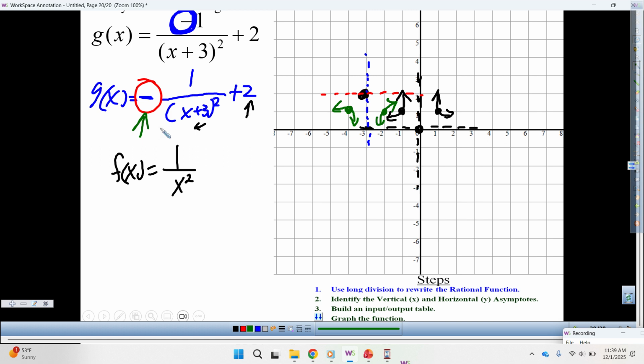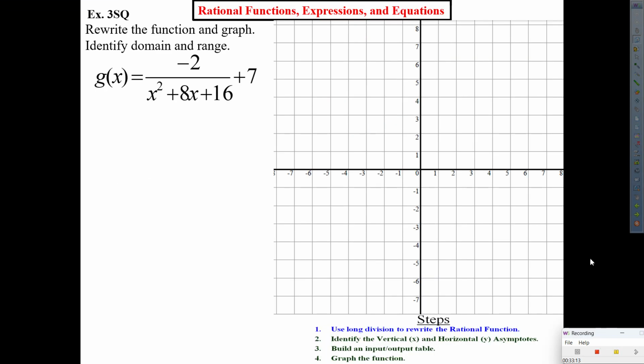From 1 to 5, how comfortable are you with this so far? Where are we at? Yeah, 5 4s, okay. I'm going to send you the screen. You can send me your work. Example 3 super Q. Copy this one. This is going to be a doozy, but it's easy.